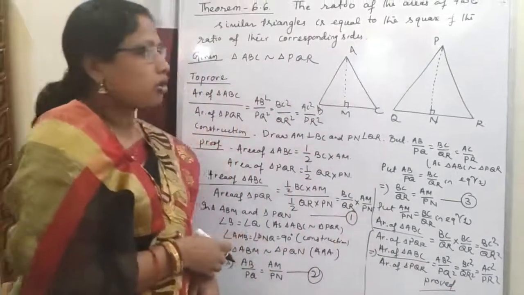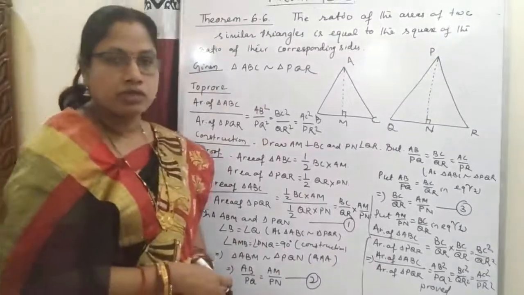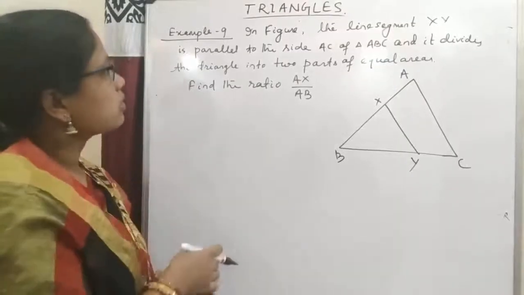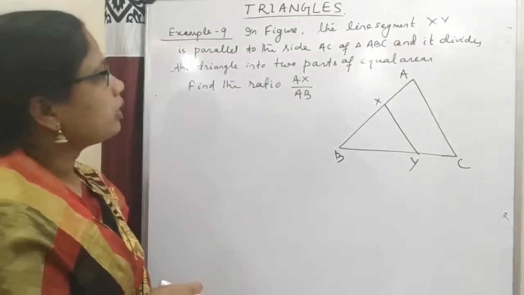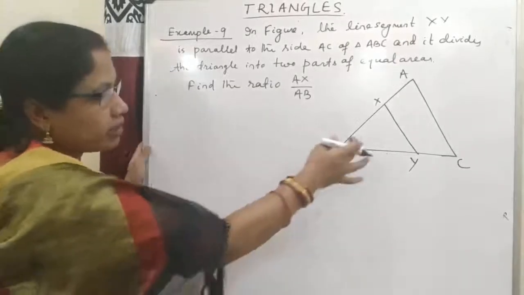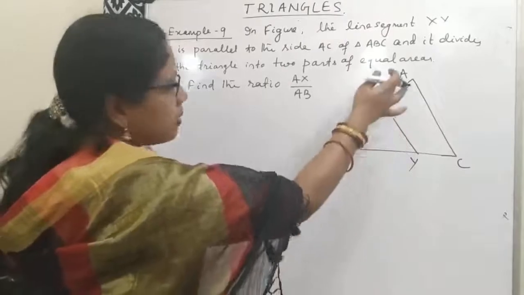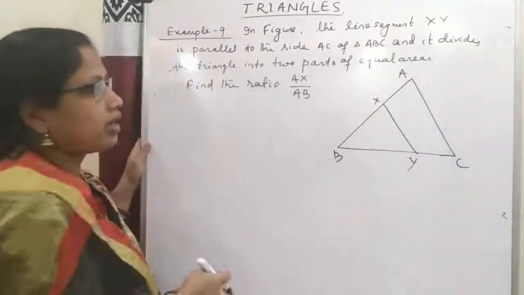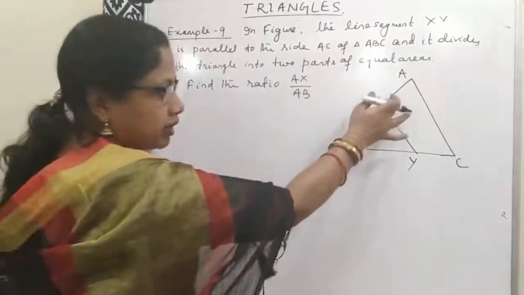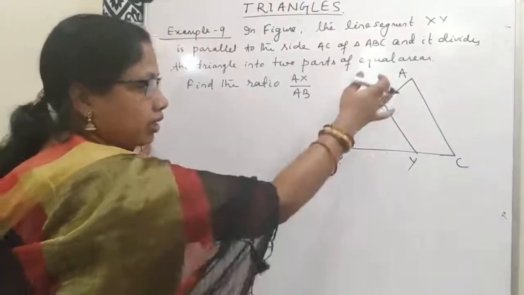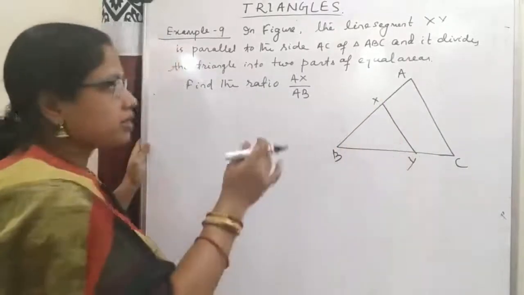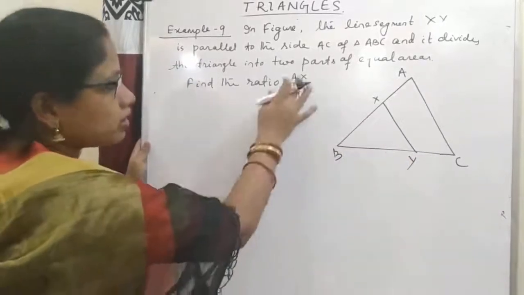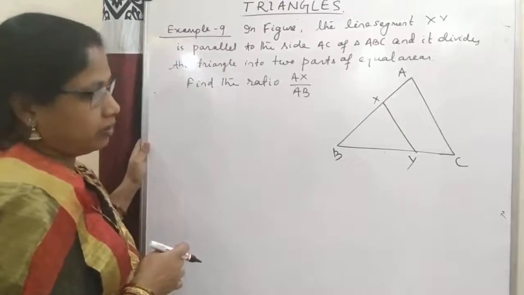So let us solve some examples by using this theorem. Here is example 9 of your book. In the figure, the line segment XY is parallel to the side BC of triangle ABC and it divides the triangle ABC into two equal areas. So find the ratio AX by AB.